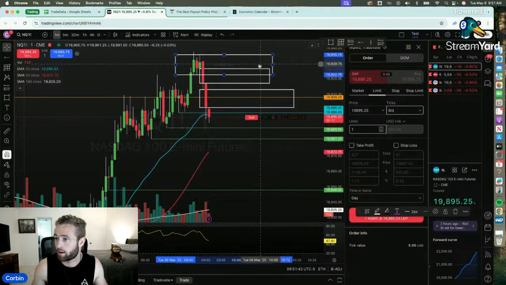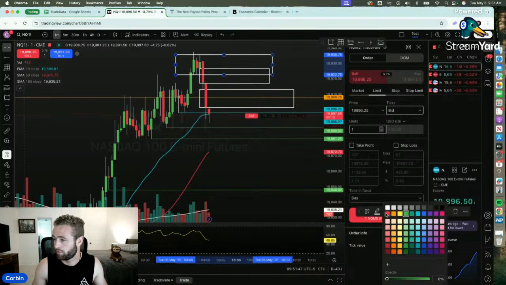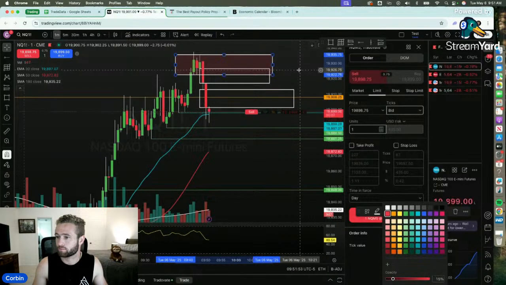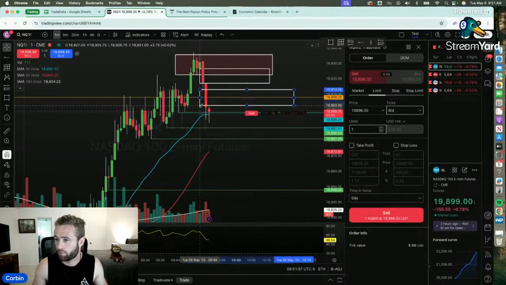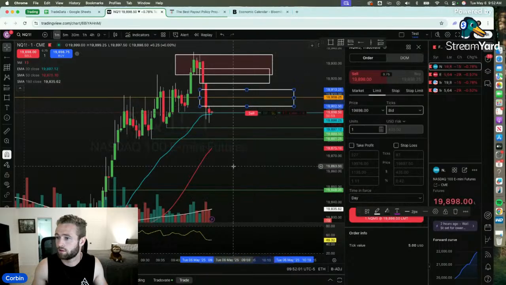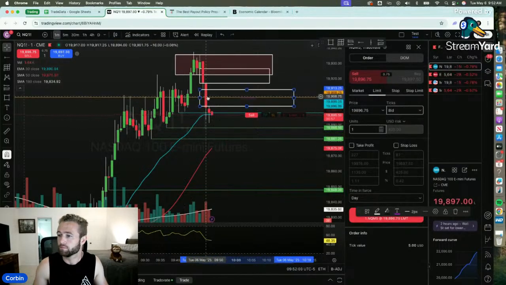That's order block and breaker block. Going to go ahead and change that to red. Fill color red. Boom, right there. This is a fair value gap. Wait, no, it hadn't closed yet. Okay, it's a fair value gap. We got two fair value gaps right here.